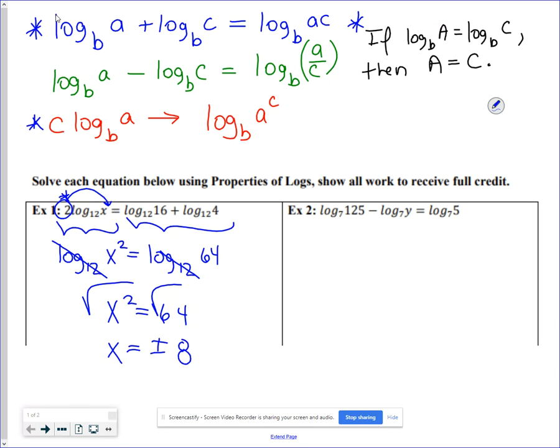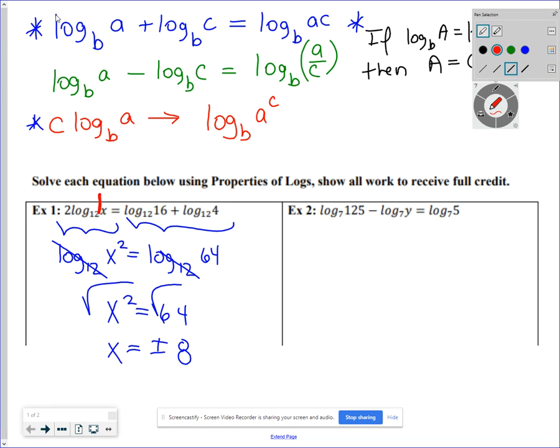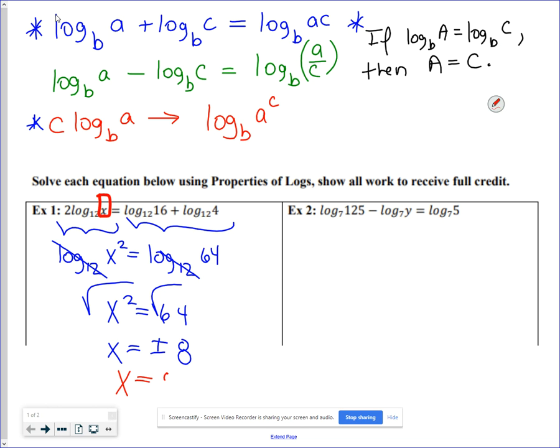Now, what we're going to do is check the possible answers that we get to make sure we can use them. Well, where's x located? Right here. What's true about that number? That number, according to the logarithm definition, has to be a positive number. So if you plug positive 8 in there, that works. If you plug negative 8 in there, it makes it a negative. So we can't use the negative solution. So the solution is just x equals 8.